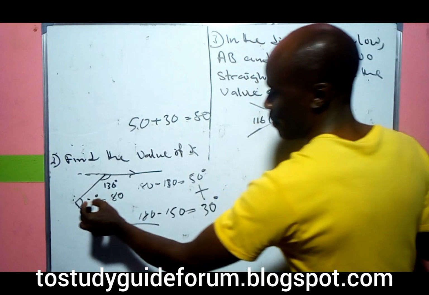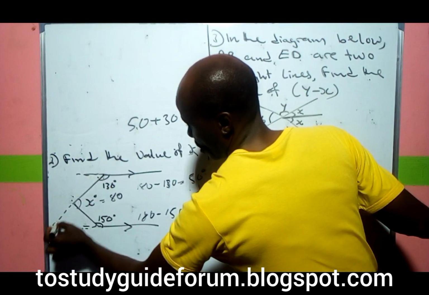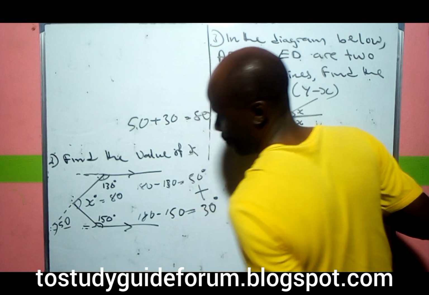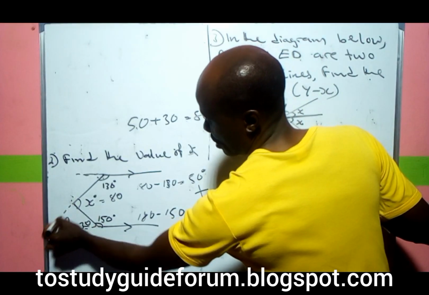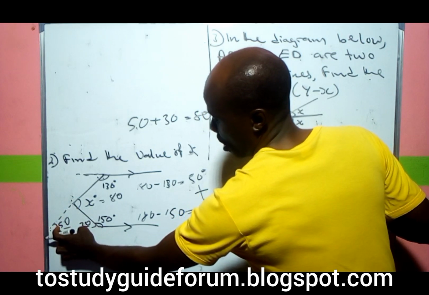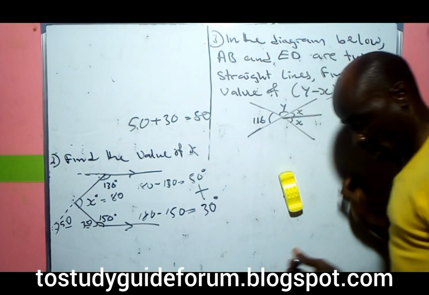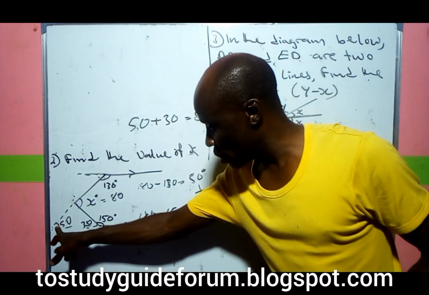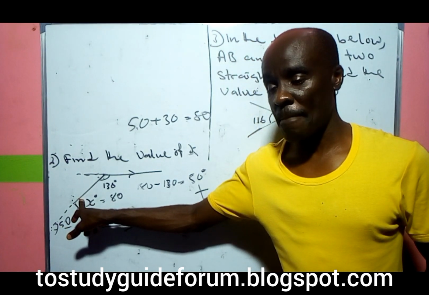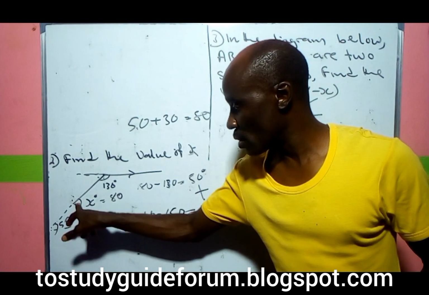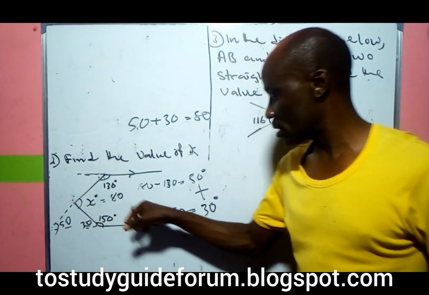Now, if you want to take it a bit further, you will find that this angle here, the alternate angle, is 50. This other one is 30. Now, the exterior angle of a triangle: the two interior angles opposite it, when added together according to the law of the triangle, give us the exterior angle. That is how we come about this.